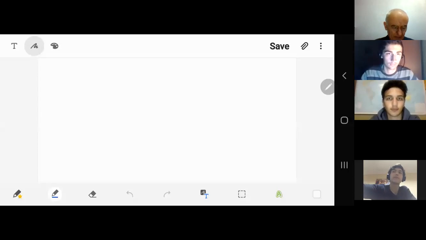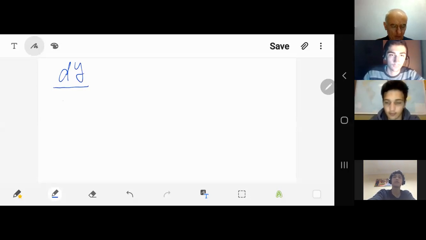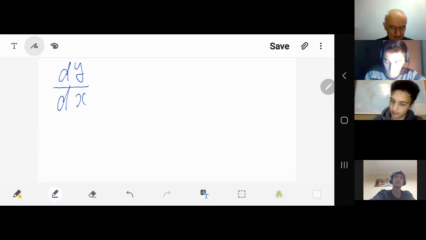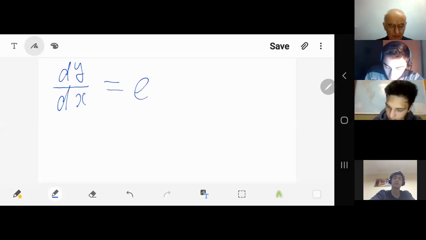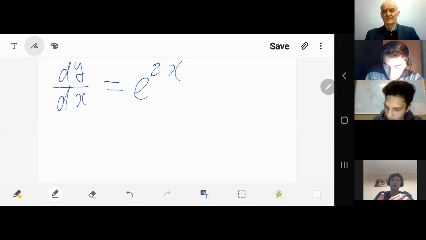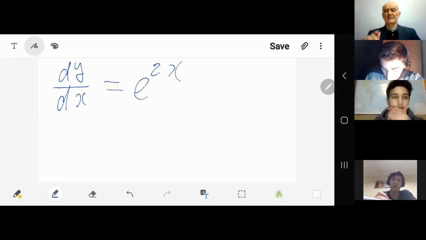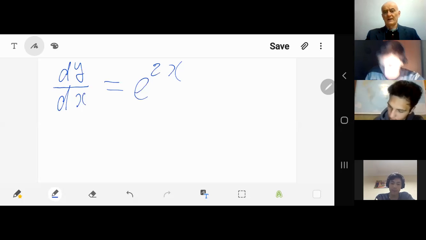And this differential equation is dy over dx equals e to power 2x. Now check yourself and try to solve this equation independently. You can use your notes from the previous class. These problems are similar to what we did.